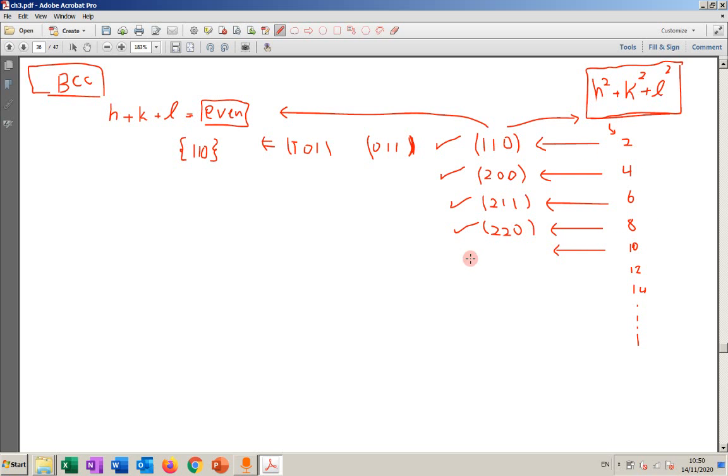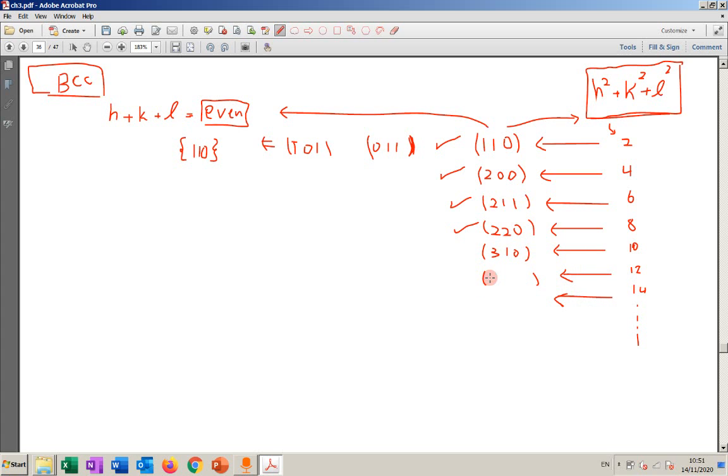Now for 10, how can I get 10? If I give 3, 3 square became 9, yes. Then I need 1, so I'll put 0 here. Is 3 plus 1 plus 0 even? Yes. 3 plus 1 plus 0 became 4. 4 is an even number. Their square, 3 square 9, 1 square 1, will be 10. And so on. You will be able to find all the planes that we have there.